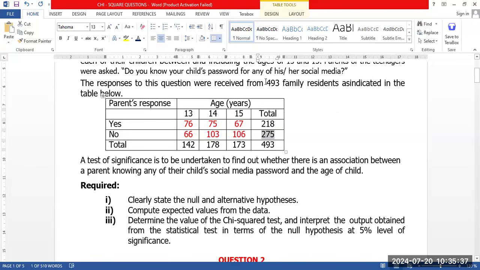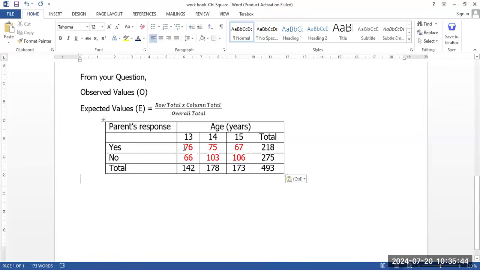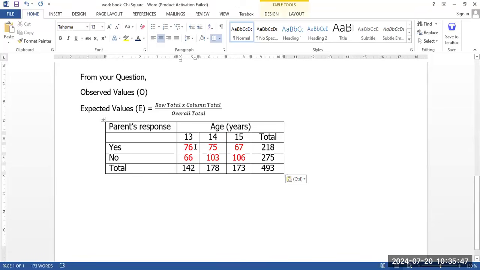So basically, to get our expected values, I need the expected value here, here, here, here, and also here. We are saying follow the formula. Row total times column total divided by overall total.